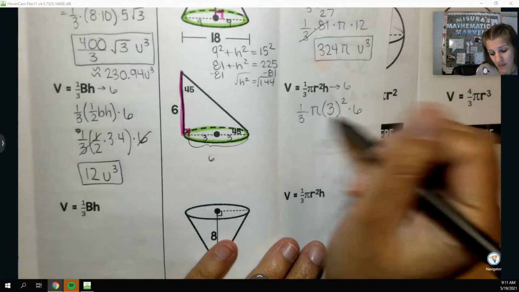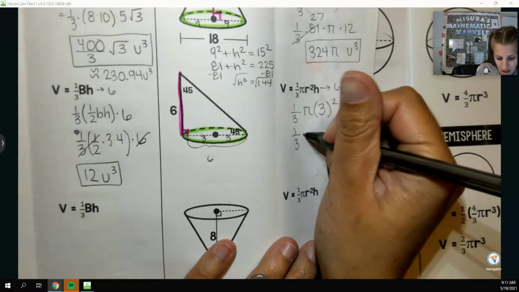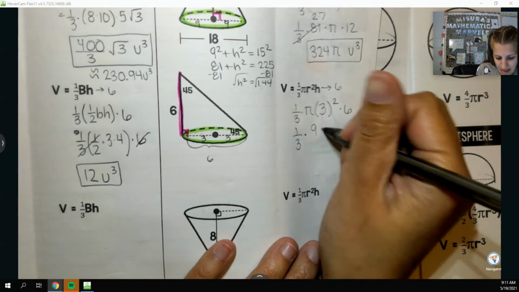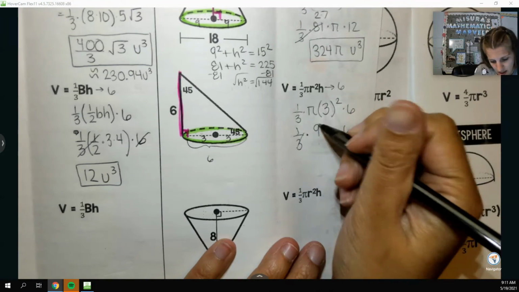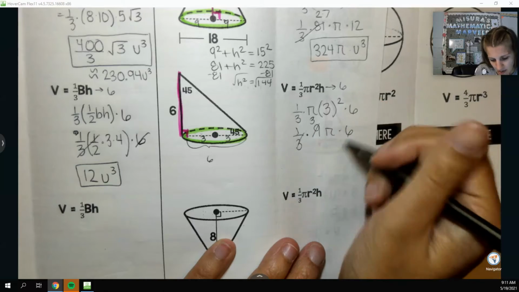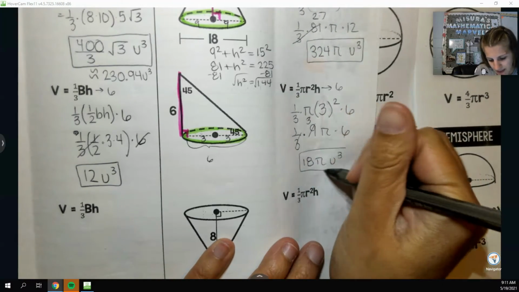Okay, so really now I'm just multiplying, although I do have the exponent, so I do need to do that first. So we're going to have a third times 9 pi times 6. And I can take a third of either 9 or 6. Either one's good, so I'll take a third of the bigger one. And so we have 18 pi units cubed. You'll love to see it.